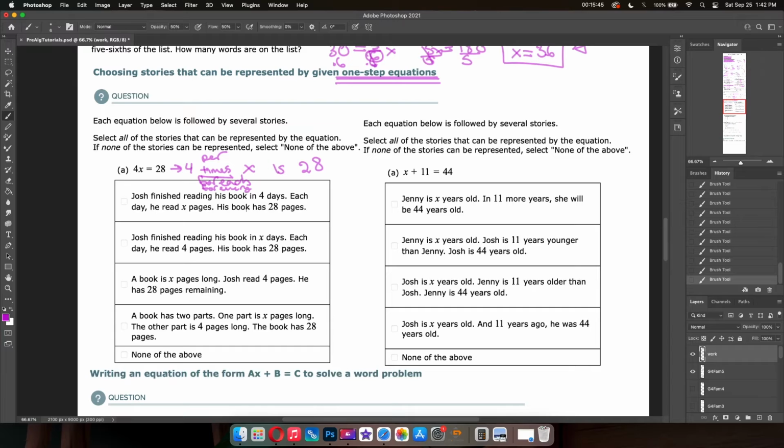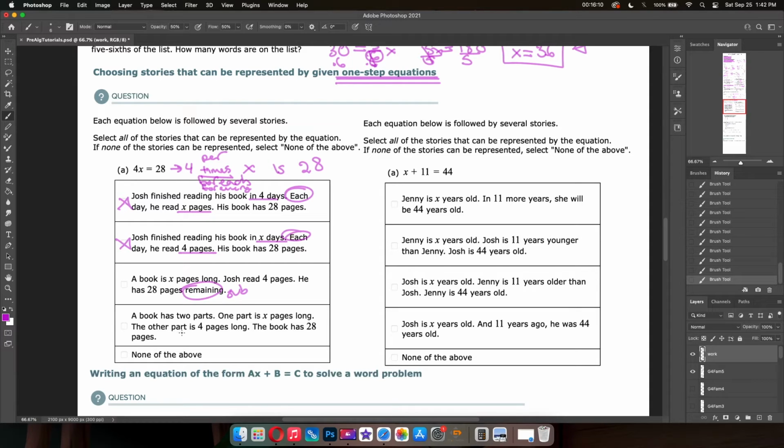So finished reading his book in 4 days. Each day he read x pages. That one totally makes sense. Finished reading his book in x days. Each day he read 4 pages. That makes sense. A book is x pages long. He reads x pages. He has 28 pages remaining. Remaining means subtraction, and that's not what we're looking at here.